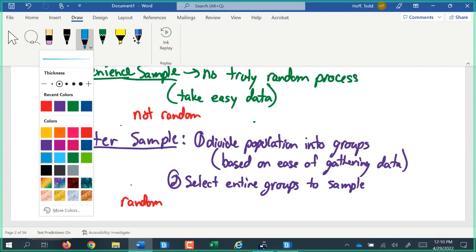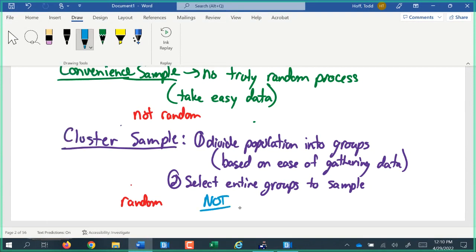However, it is not simply random. SRS stands for simple random sample. It is not a simple random sample because it would not be possible for one student from each class to be in that sample. Either the whole class is in or the whole class is out. So not every possible sample of size n can be in that sample.